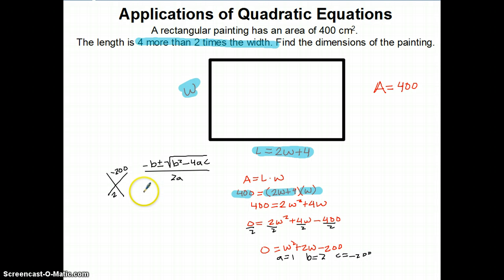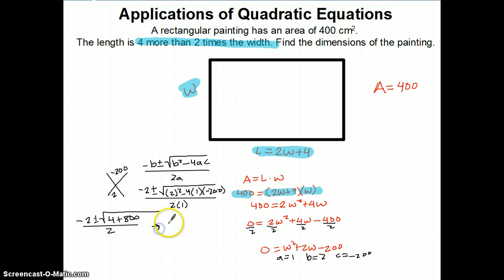Plugging in my b, I have negative 2, since b is 2, plus or minus the square root of b squared, so that would be 2 squared, minus 4 times 1 for a and negative 200 for c, all over 2 times 1 for a. So that's negative 2 plus or minus the square root of 4 plus 800, all over 2, which is negative 2 plus or minus the square root of 804, all over 2.